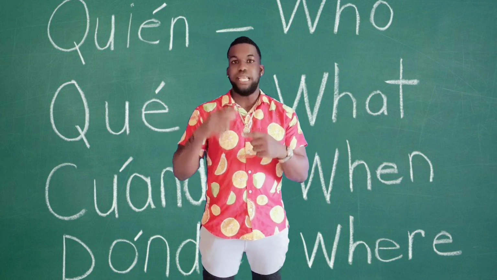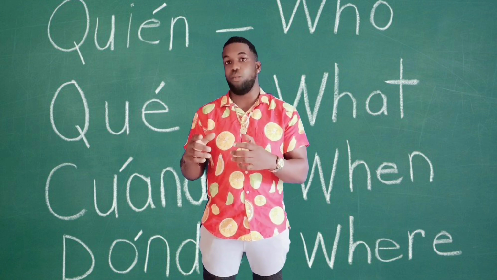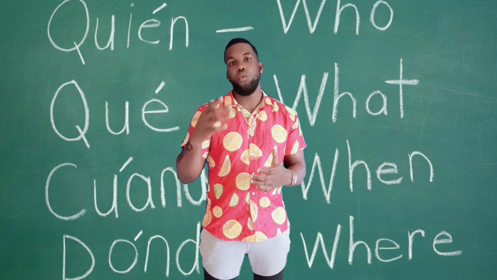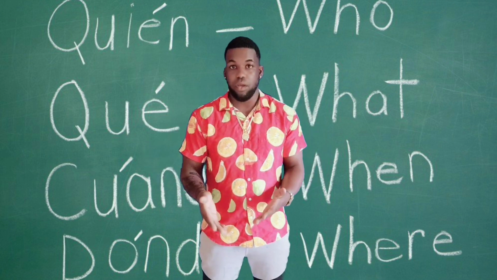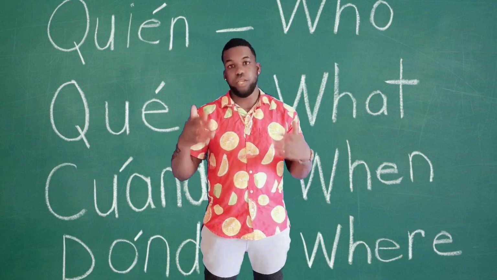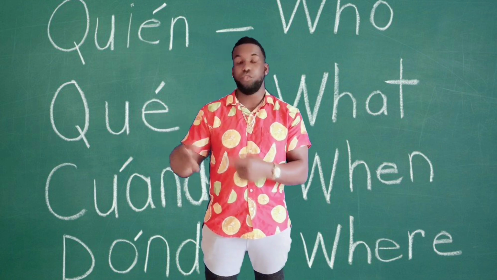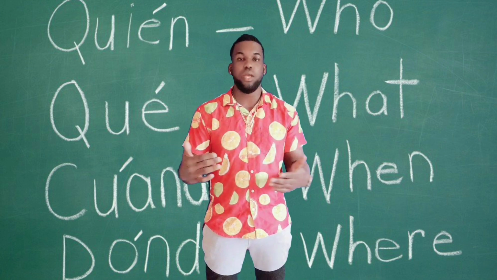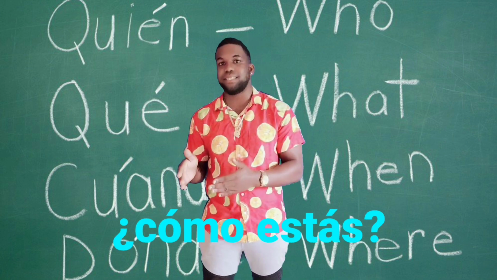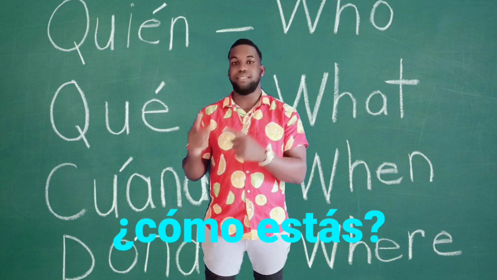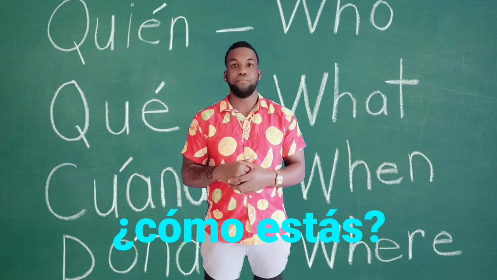Remember I said that informal is when you are speaking to someone your age, someone who you are already acquainted with. So how do you say how are you in Spanish informally to a friend, somebody that you already know? It is ¿Cómo estás? ¿Cómo estás?